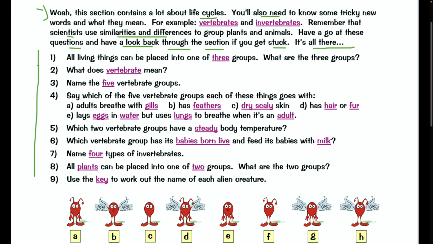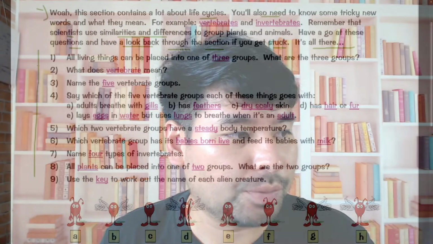So let's go to question number 2. Okay, question number 2. What does vertebrate mean? So this word vertebrate, okay? So what is the meaning of that word? O que significa essa word? Okay, so that's number 2.